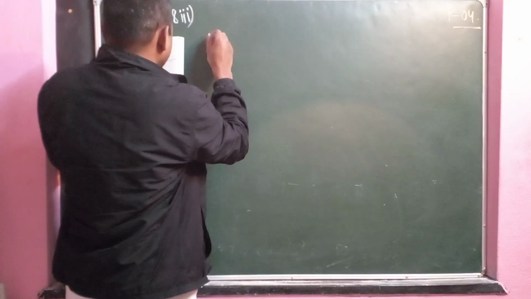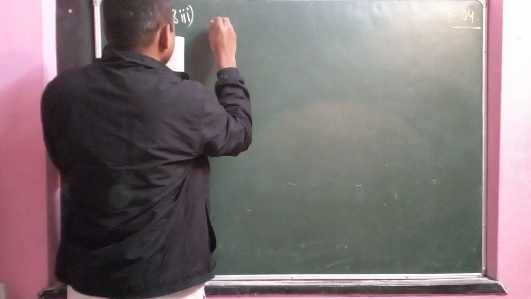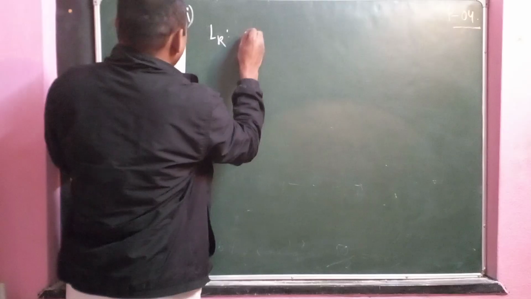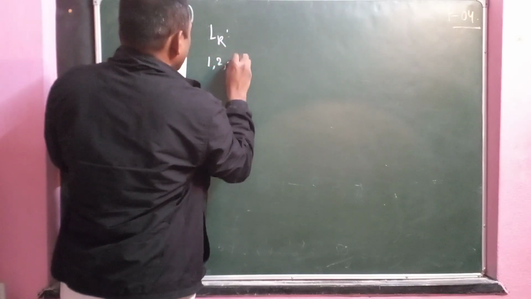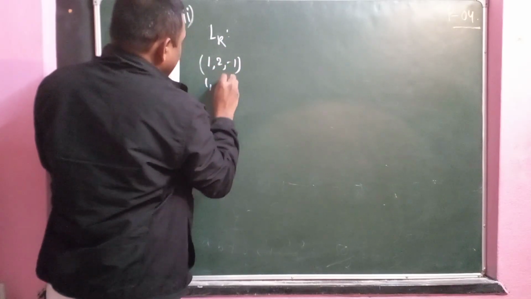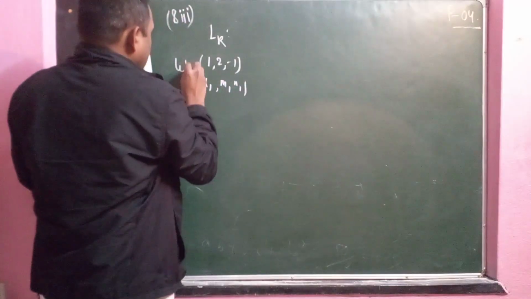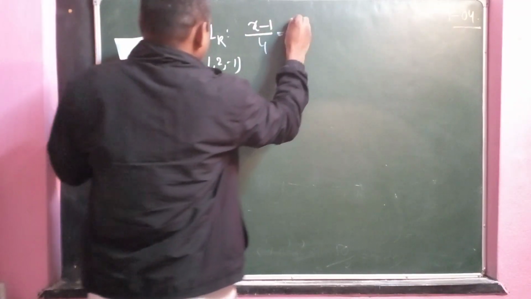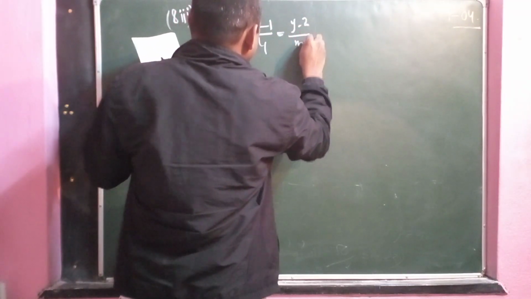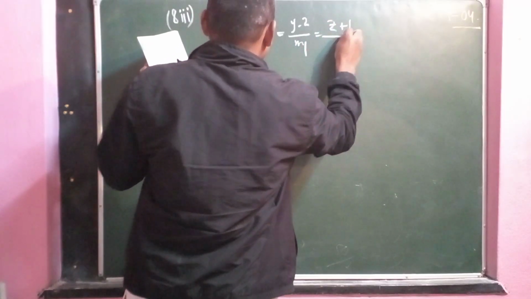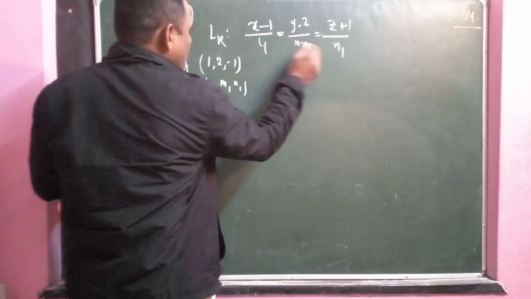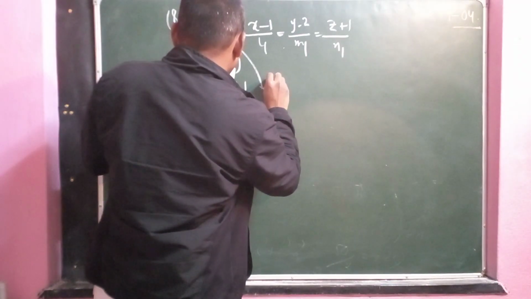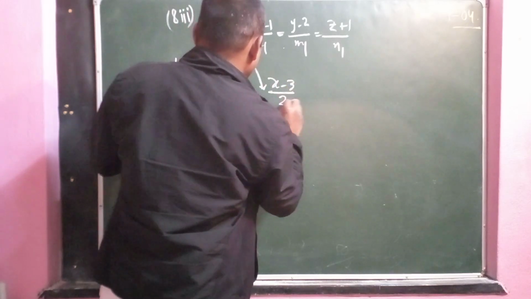Now you have to find the straight line. Suppose that straight line is L required. It passes through the point (1, 2, -1), and suppose its direction ratios are L1, M1, N1. So the equation will be (x minus 1) by L1, (y minus 2) by M1, (z plus 1) by N1. You have to find L1, M1, N1, and this line is actually perpendicular to these two lines. Very important question.